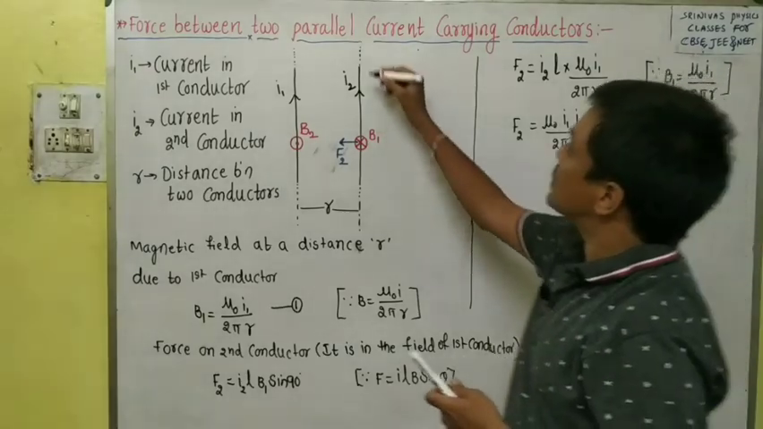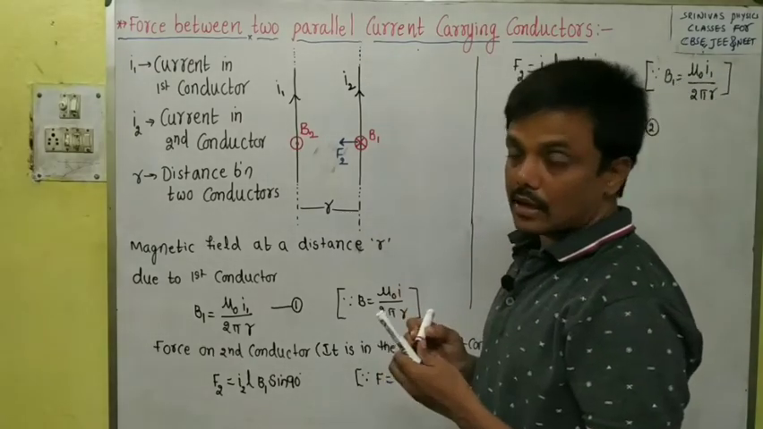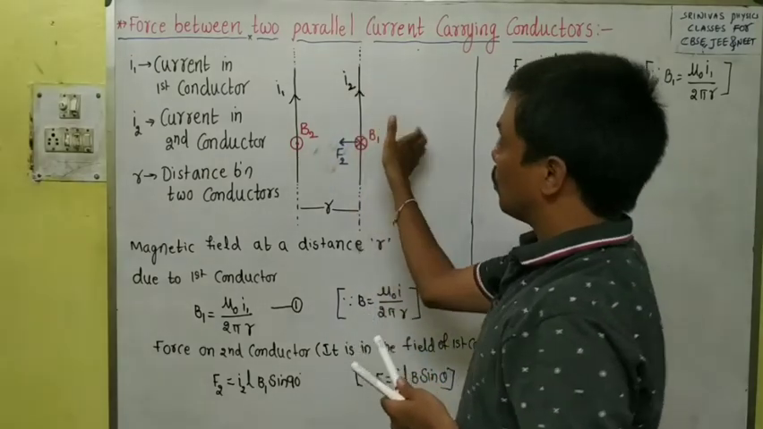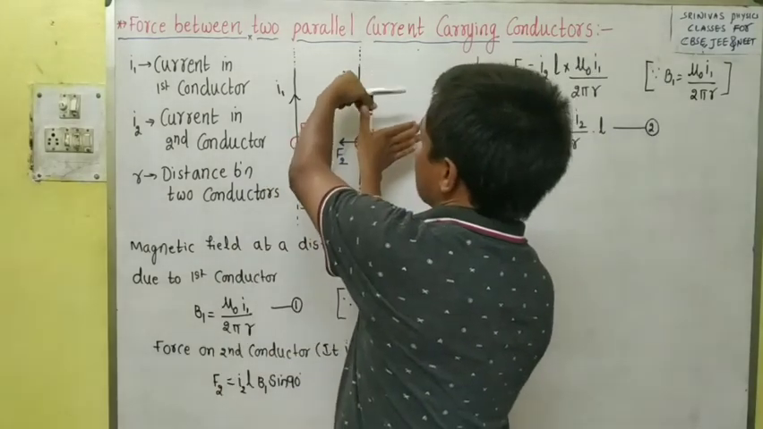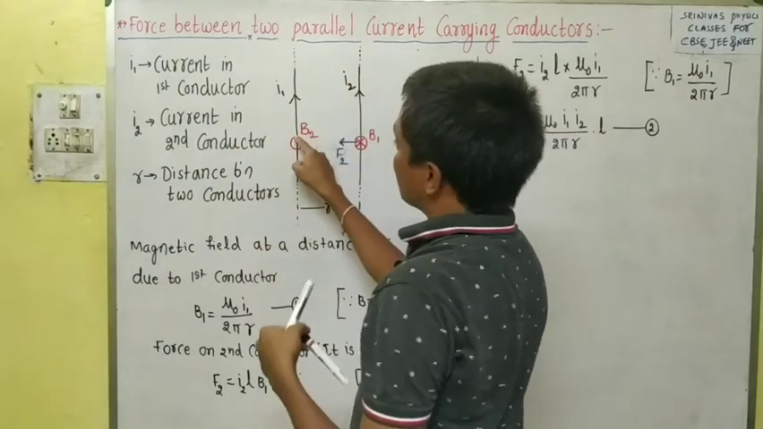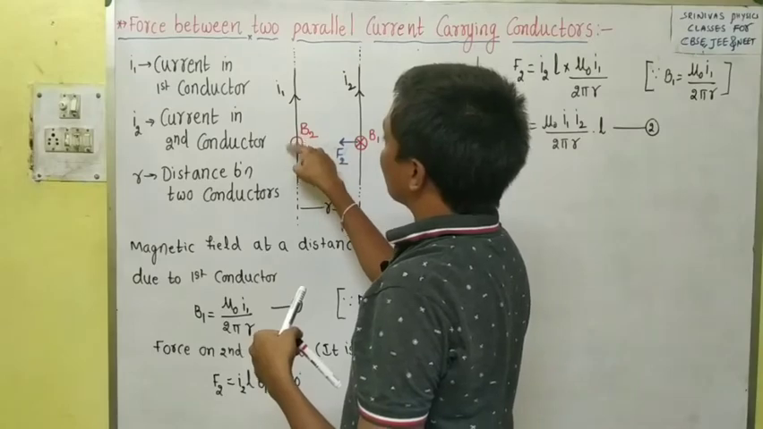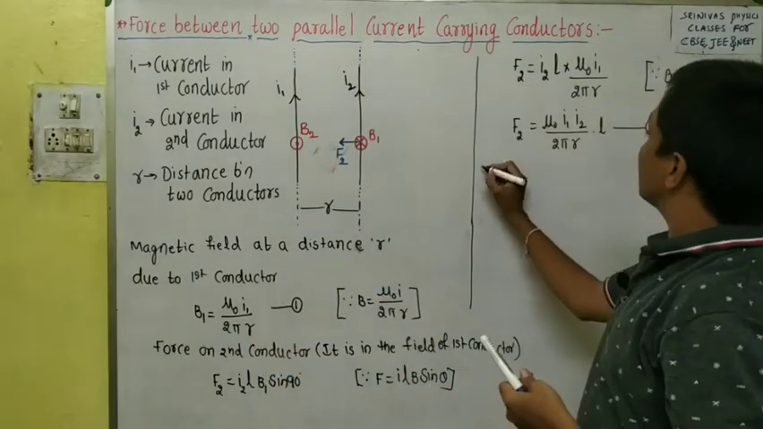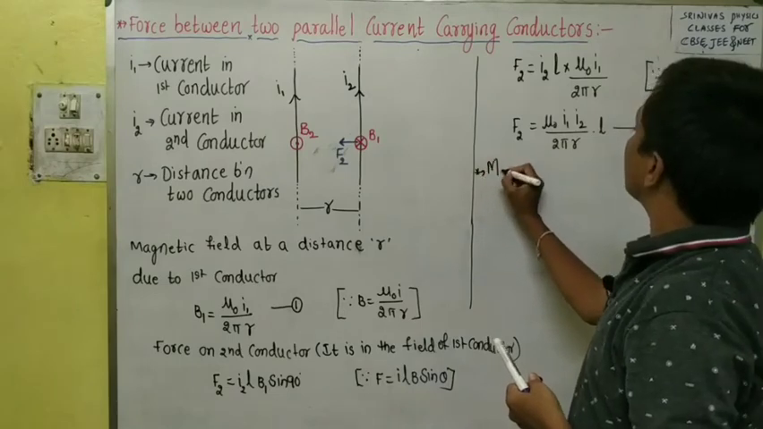Then this second conductor also produces a magnetic field around it. Then this side inward will be there. You have to hold the second conductor in the right hand in such a way that this side is inward and this side outward. Then this side field outward will be there. Then B2 is the magnetic field due to the second conductor. Right? Magnetic field due to the second conductor.